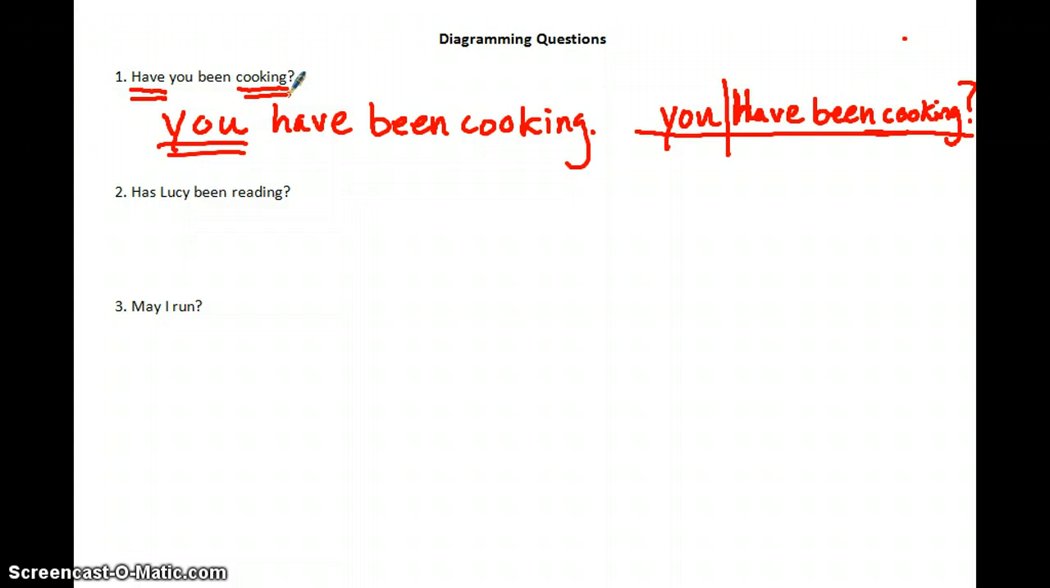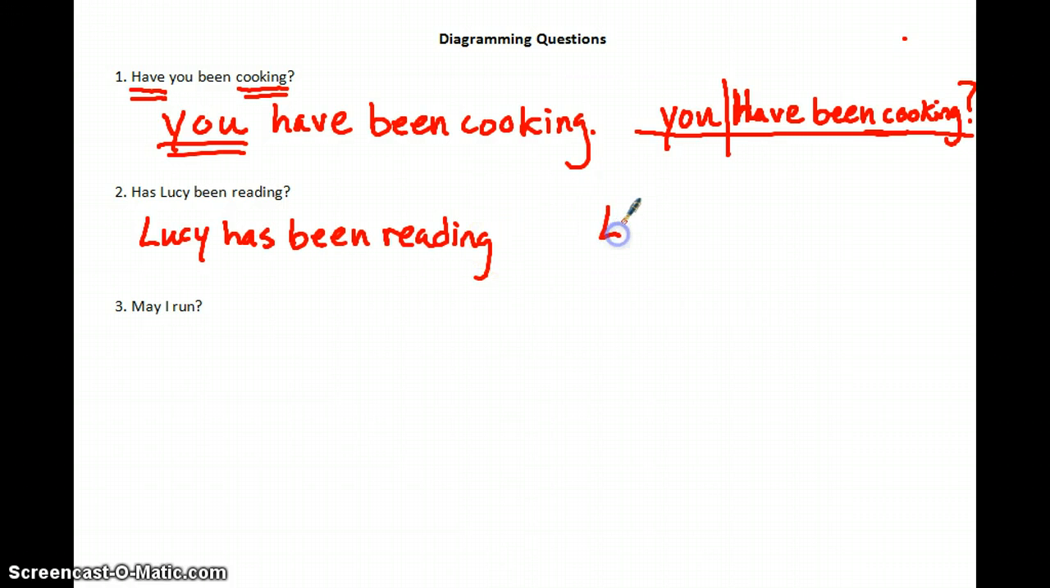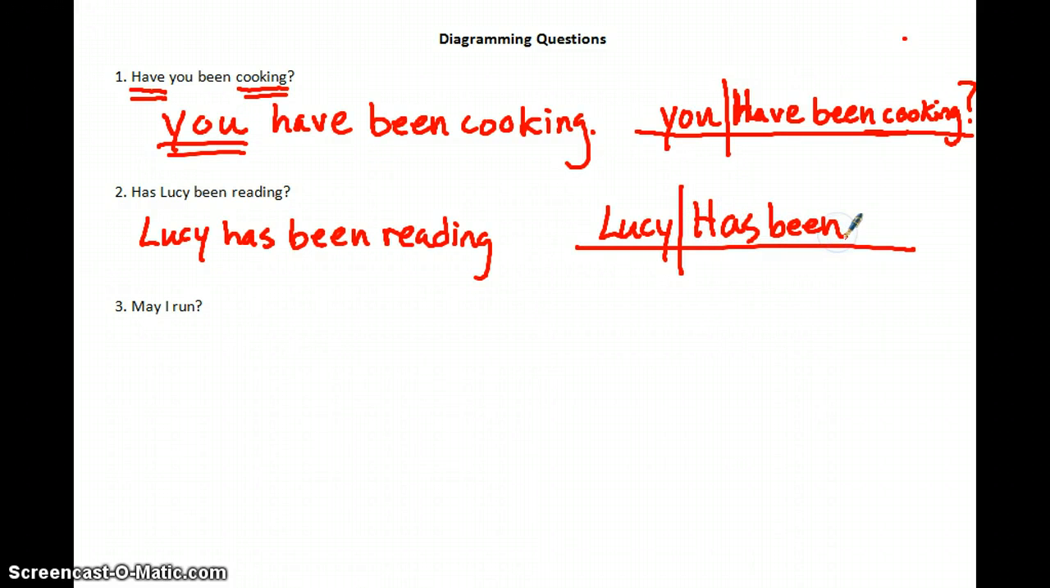Has Lucy been reading? We're going to flip that around into a statement. We would say, instead of has Lucy been reading, Lucy has been reading. And now we can diagram. Okay? So our subject is what the sentence is about. In this case, it's about Lucy. Firewall. We ask ourselves, what about Lucy? She has been reading. We have to capitalize that helping verb has. Been is a helping verb as well, changing the tense, and reading is our main verb.